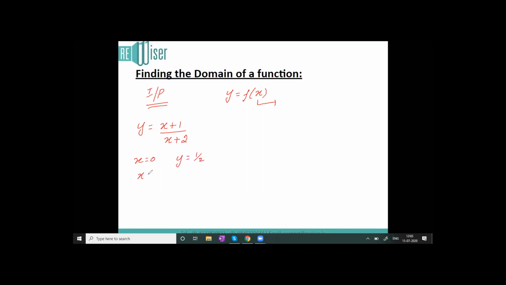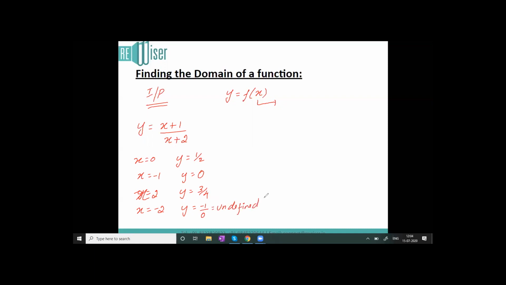Let's say when x is minus 1, y would be (-1 + 1)/(-1 + 2), which is 0/1, which is 0 itself. Sorry, when x is positive 2, your y would be 3/4. Now, when x is negative 2, you'll be getting y as something like -1/0. So any number over 0 is always undefined.